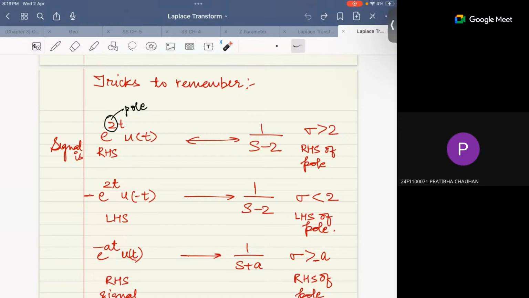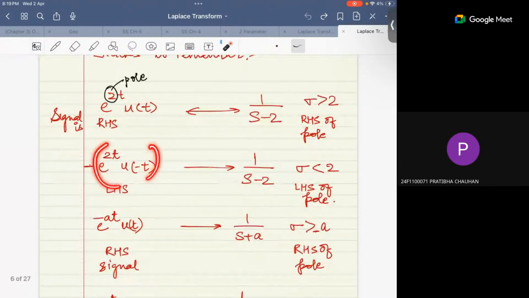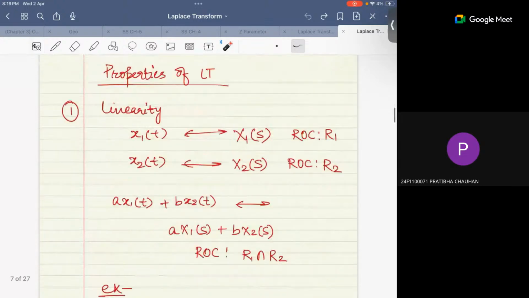So this is very basic, it's not that difficult to remember all these things. We'll come to the properties also. You can directly calculate e to the power 2t, u of minus t. Here one thing is that the minus sign is also there. Or if you are not putting minus here, just put minus here. I hope this is clear to you guys.